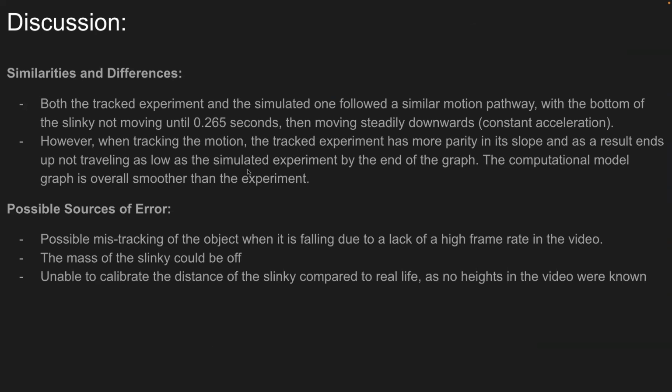So that's what I explained here. Basically the tracker had a little bit more parity to it than the simulation did. Some reasons why this could happen: the mass of the slinky could be off, or I wasn't able to use a calibration stick on this one because I didn't know any heights in the video. And I also could have mistracked just a little bit, because the video wasn't at a higher frame rate than I would have liked.